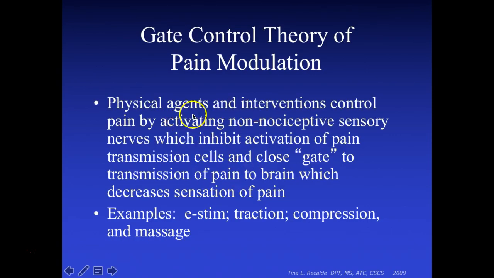So here it just says these physical agents, which we call modalities, and interventions control that pain by activating those non-nociceptive sensory nerves, which we just talked about. They inhibit the activation of pain transmission cells, which are those A delta and the C fibers, and they close the gate to transmission of pain to the brain, which decreases the sensation of pain.